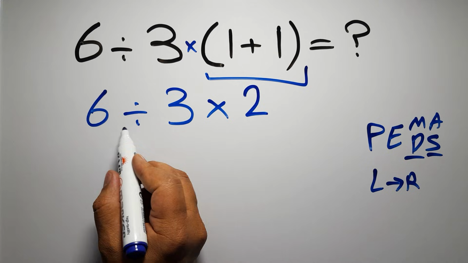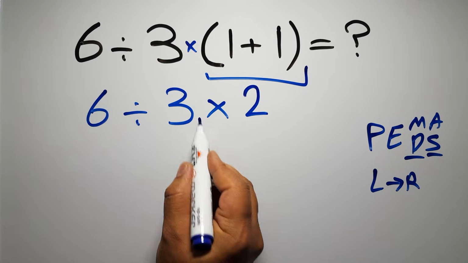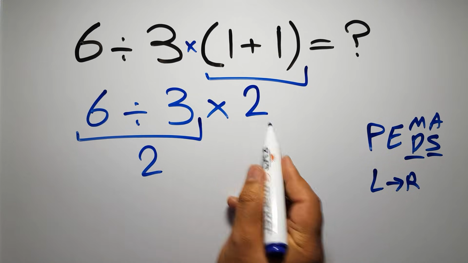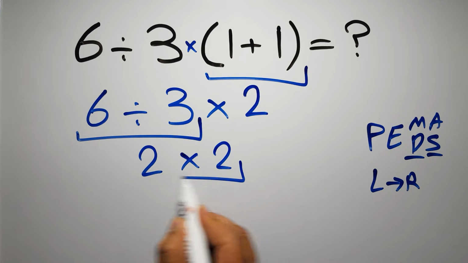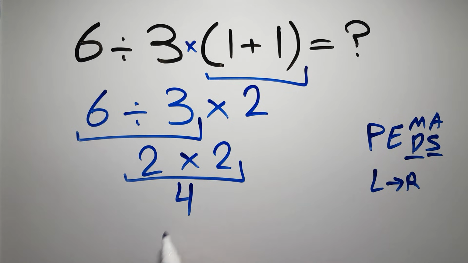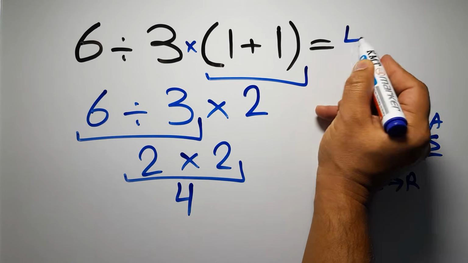So here first we have to do this division. 6 divided by 3 gives us 2. So 2 times 2, which equals 4. And this is our final answer to this problem. The correct answer is 4.